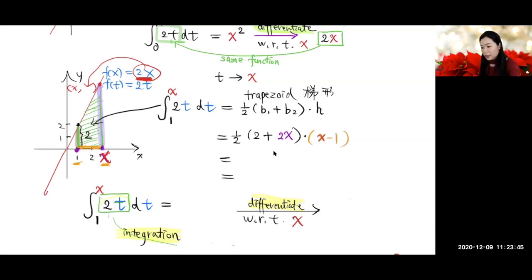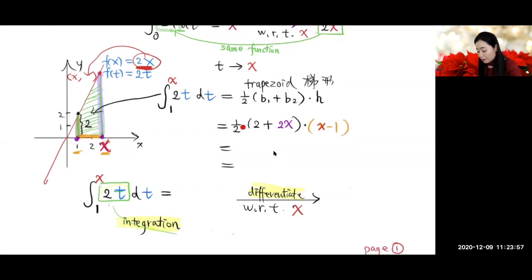The y coordinate subtract the left coordinate gives you the distance of this segment, x minus 1. Divide by 2, so you have 1 plus x times x minus 1, which is x squared minus 1. So we get a function of x. When you integrate this continuous function from 1 to x, you get a function of x.